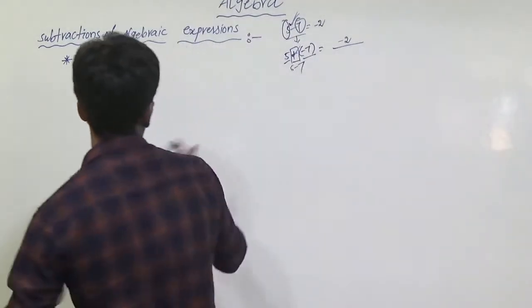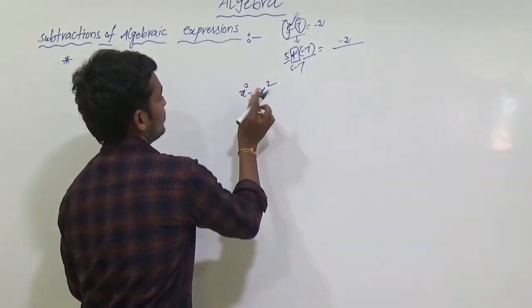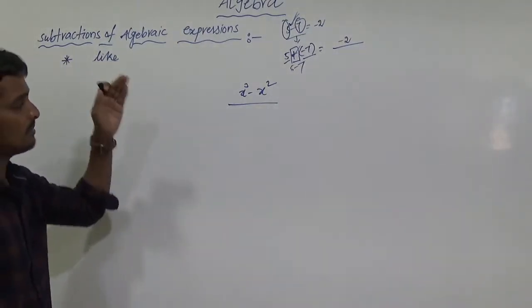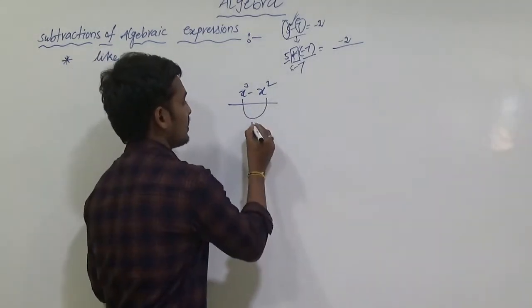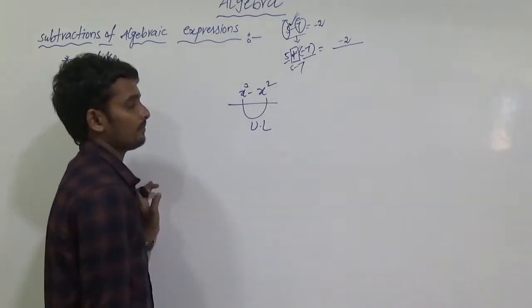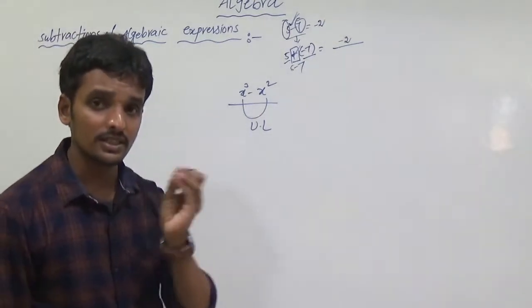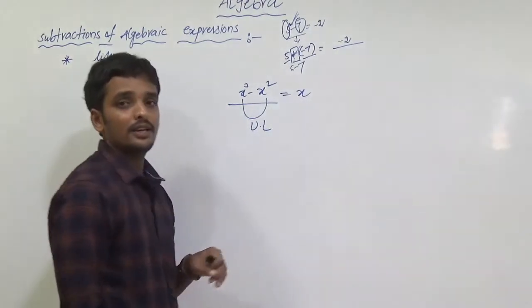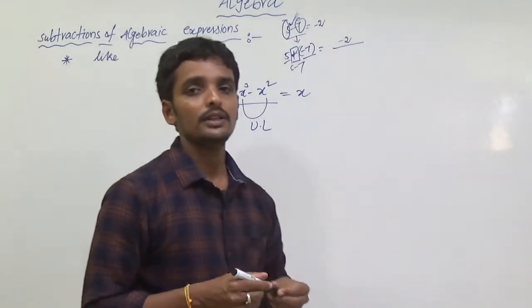For example, x cube minus x square. If you observe these two terms, the first term is x cube and the second term is x square. x cube and x square are unlike terms. So we can't do anything. Some of the students are thinking like this: x cube minus x square is equal to x. That is absolutely wrong.